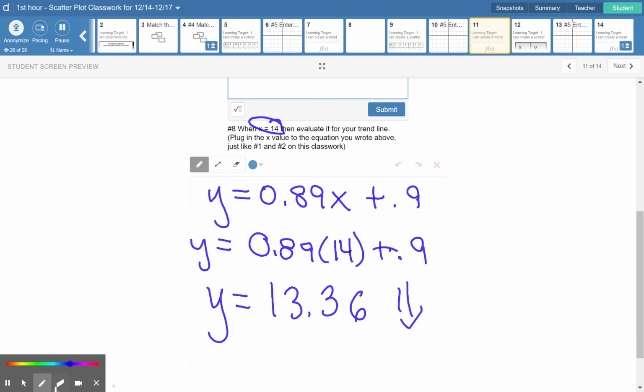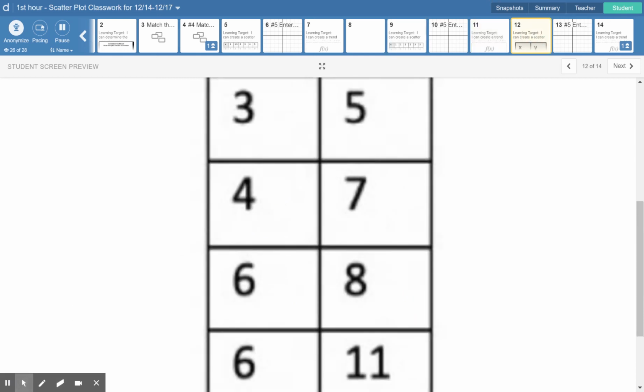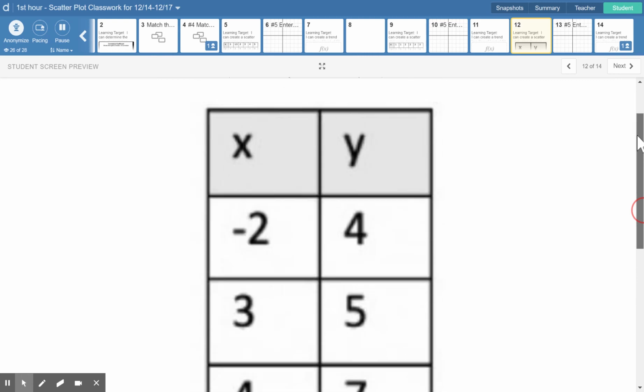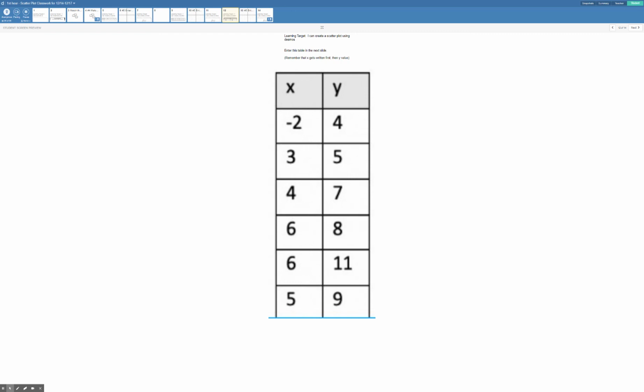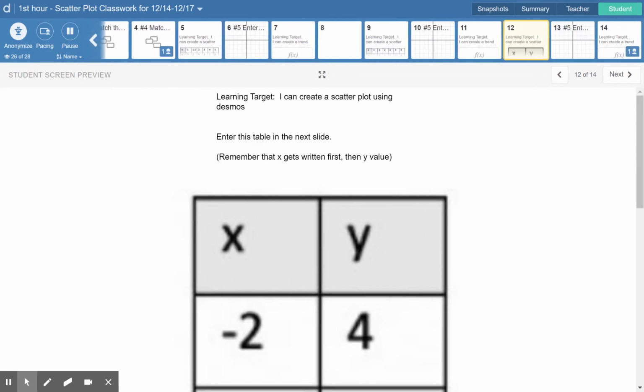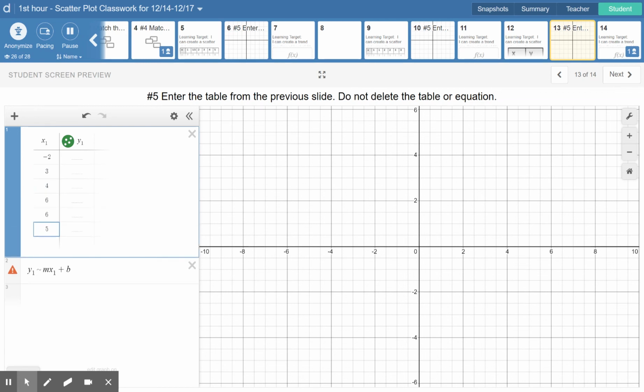And then for the next slide, we're going to do the exact same thing. Just trying to get you guys into the habit of being able to do this. I apologize, I have no idea why the table is that big. All right. Let's take a picture so we can transfer it. All right. So once again, just like we did in the previous slides, -2, 3, 4, 6, 6, 5.